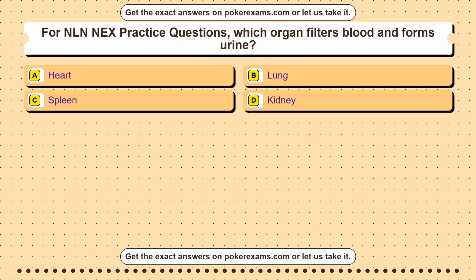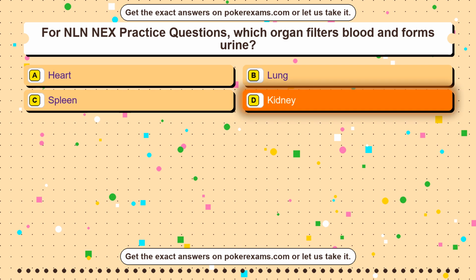Question 42. For NLN NEX Practice Questions, which organ filters blood and forms urine? Option A heart. Option B lung. Option C spleen. Option D kidney. The correct answer is option D, kidney.